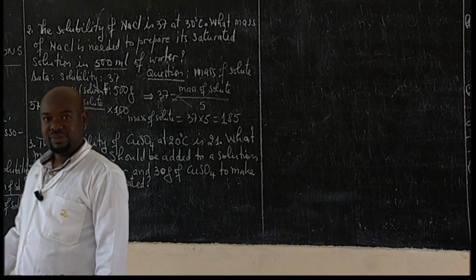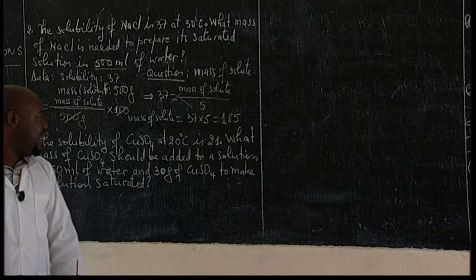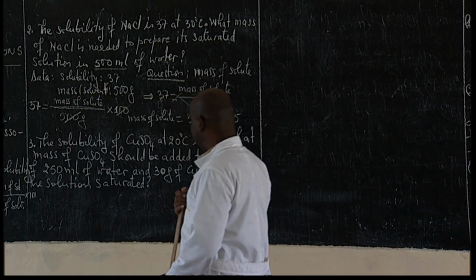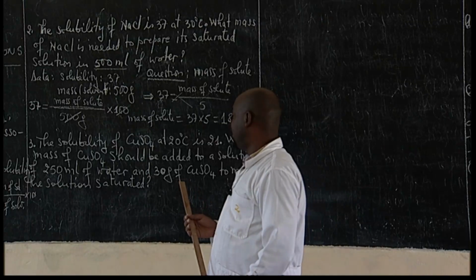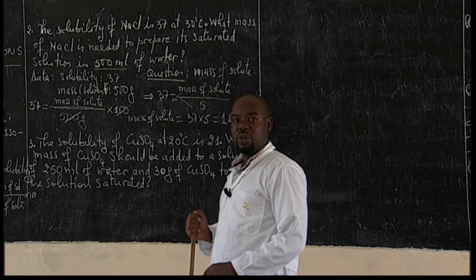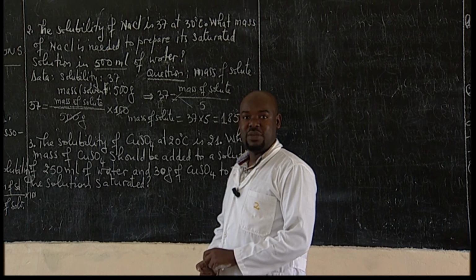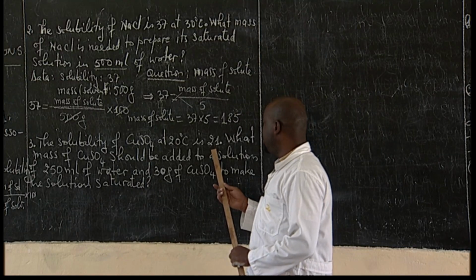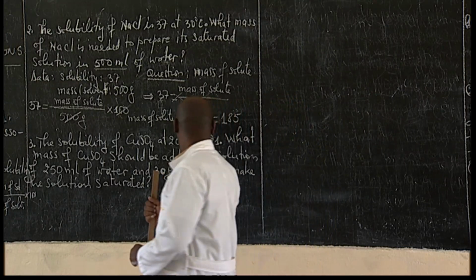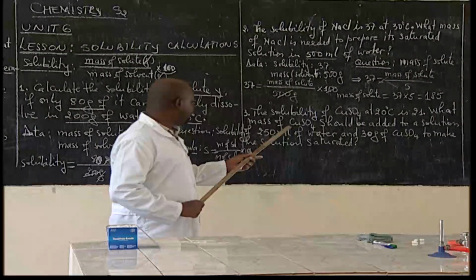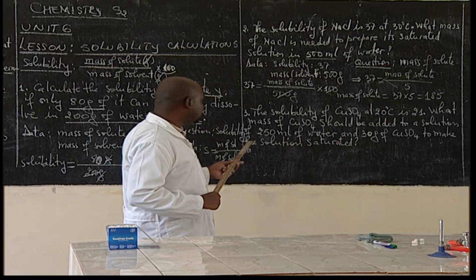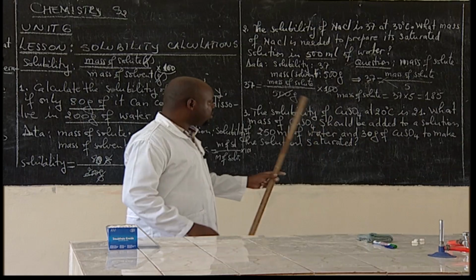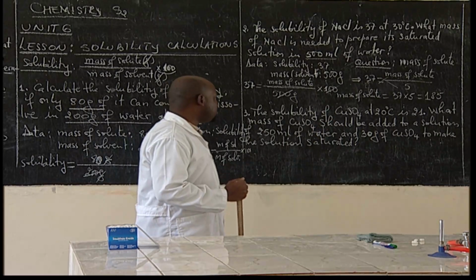Is it clear? Yes, it's clear. And the third question, I hope I'm not going too fast. You can follow easily. The solubility of copper sulfate at this temperature is 21. What mass of copper sulfate should be added to a solution of 250 milliliters of water and 30 grams of copper sulfate to make the solution saturated?